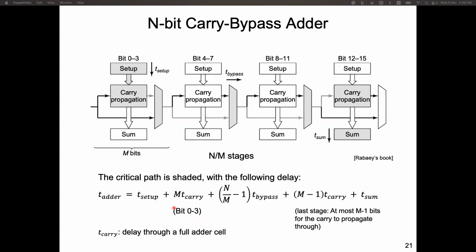And if it is not the longest, maybe the critical path is like this, from here to here to here to here. It will be shorter than this. This is the worst case delay, the longest possible. All the other cases will be smaller. The delay will be smaller than this equation.